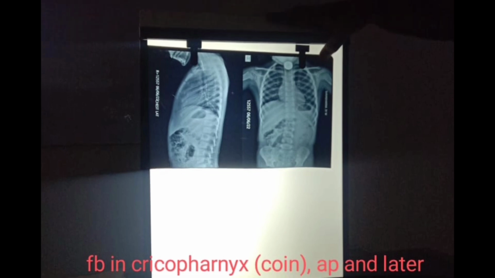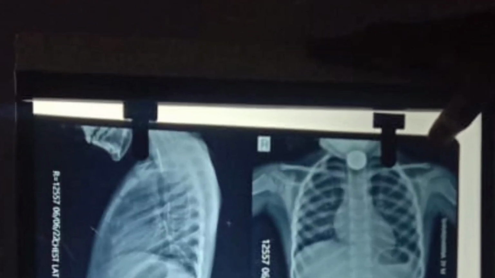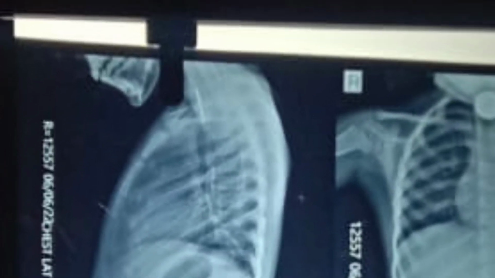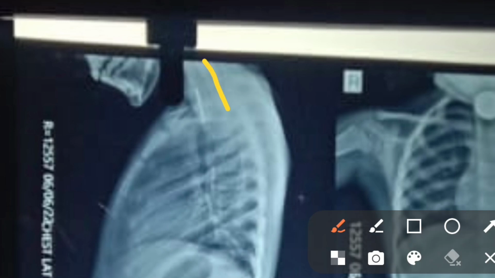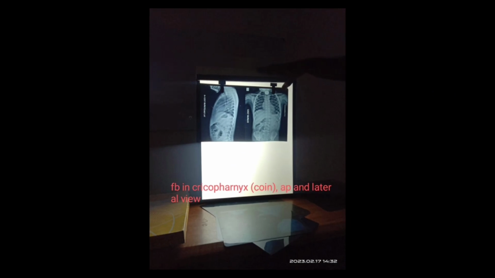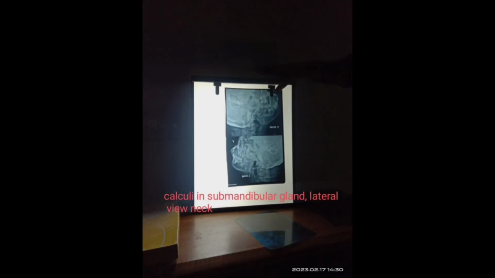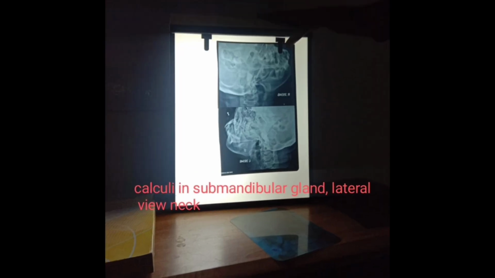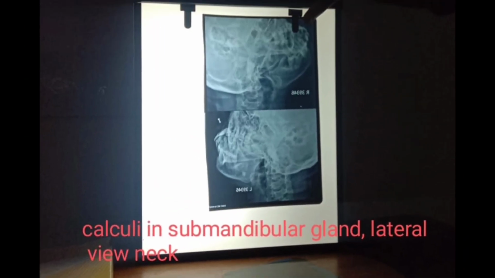Next, this is a foreign body in the cricopharynx, a coin, taken in anteroposterior and lateral views. How are they telling it is in the cricopharynx? See, here is the vertebra and here is the foreign body. There is some space between them. That is the esophagus, so that's why the foreign body is in the cricopharynx. Most likely a foreign body enters the trachea, like a peanut entering the right bronchus. They can keep that also.